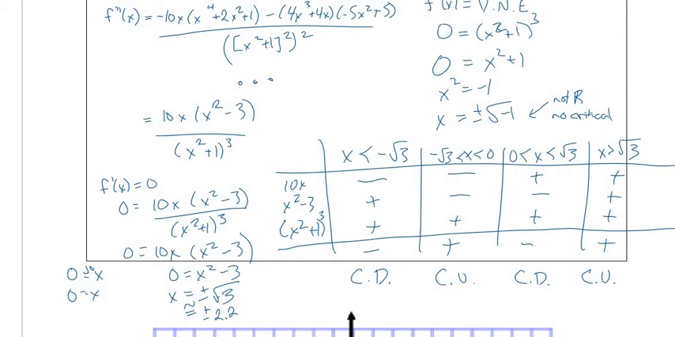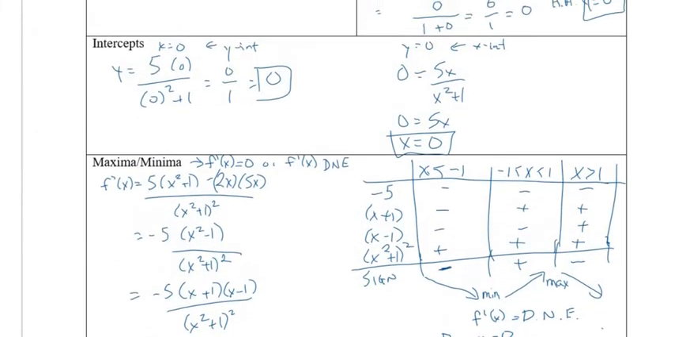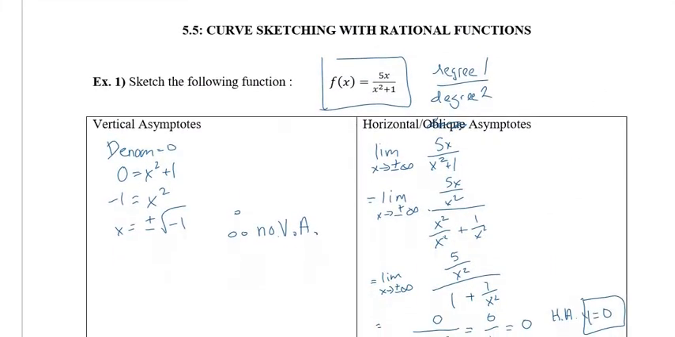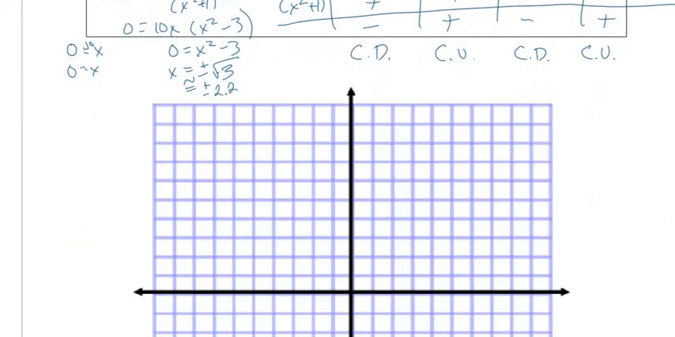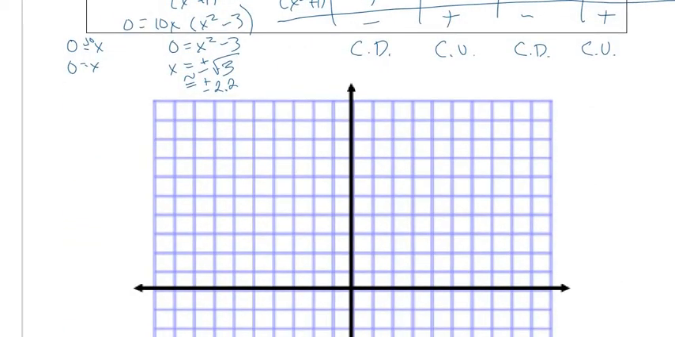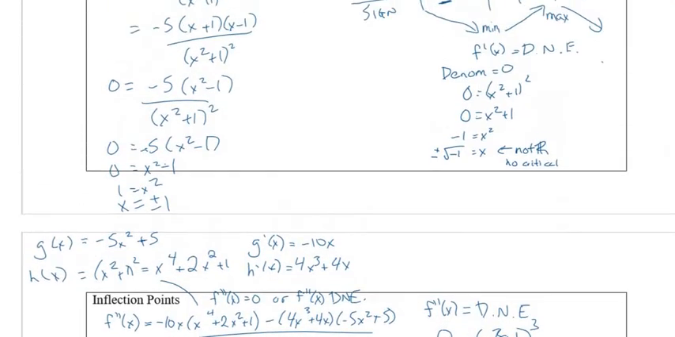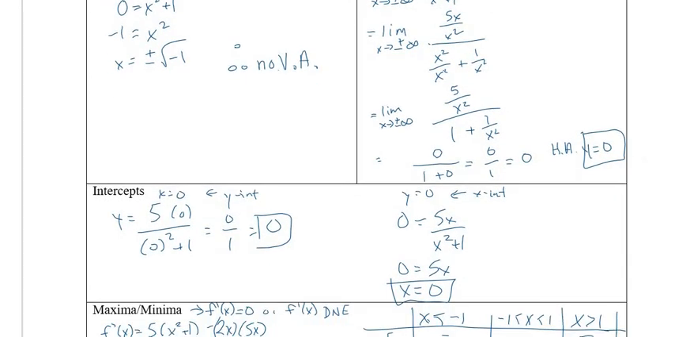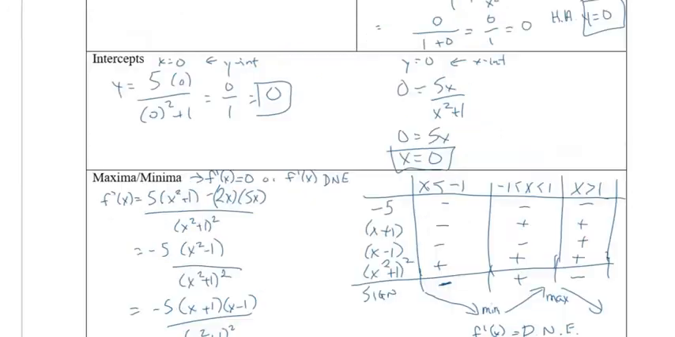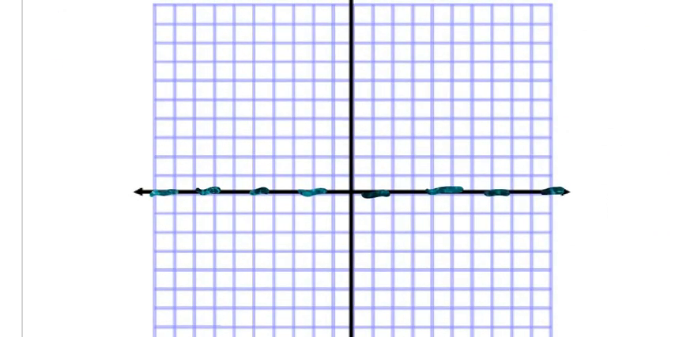So now that we have all that information, now is where we get to start trying to plot all this information. So let's go up to the top again, and we're going to go bit by bit. So we said no vertical asymptotes, but we have a horizontal asymptote of y equals 0. So let's start by plotting that. And then we have intercepts. We said that the intercepts, the x and the y, are going to be in the same place. It's right at the origin. So we can plot that.